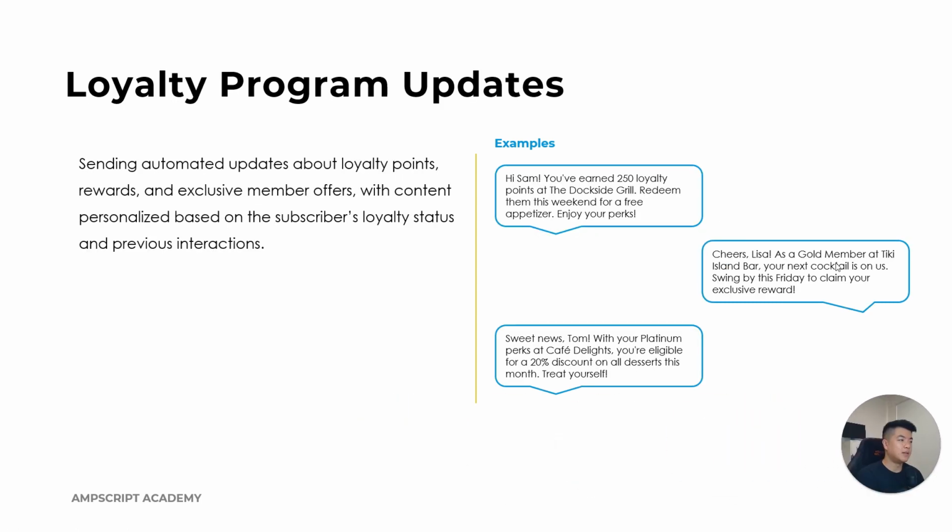Loyalty program updates. So this one's probably more common. Companies nowadays will have some sort of loyalty program, and you can output whatever details or data you have in that loyalty program. So, balance points, loyalty tier is something that's very powerful. So, hi Sam, you've earned 250 loyalty points at the Dockside Grill. So even that, the venue or the location or the property that they've earned the loyalty points from, you can display, right? Redeem them this weekend for a free appetizer. Enjoy your perks. Or cheers Lisa as a gold member at Tiki Island Bar. Your next cocktail's on us, right? So these are SMS message examples.